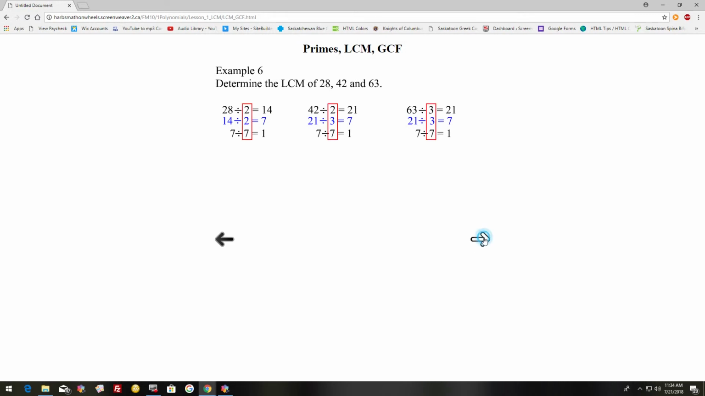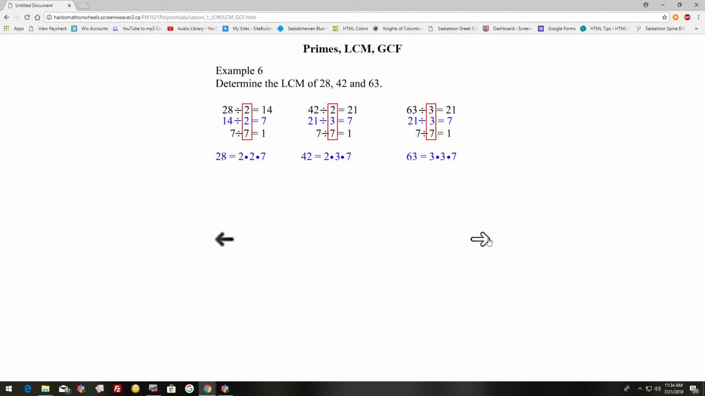Circle up our prime factors. For 63, we have 3, 3, and 7. For 42, we have 2, 3, and 7. And for 28, we have 2, 2, and 7. All prime factors of these numbers. Listing them horizontally, 28 is equal to 2 times 2 times 7. 42 is equal to 2 times 3 times 7. And 63 is equal to 3 times 3 times 7.